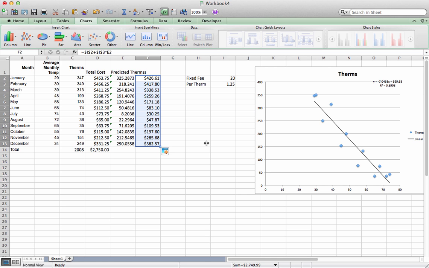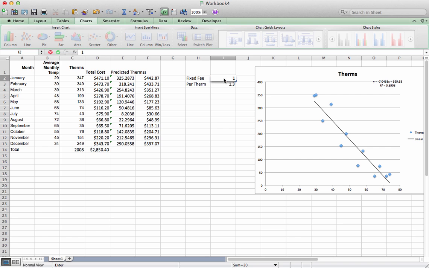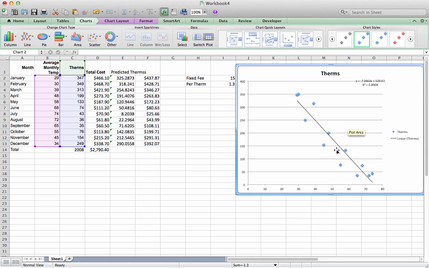So again, just to review, we have the months, we have the average monthly temperature, and we have the therms. This is all data that I entered. The cost here we calculated by taking the number of therms, multiplying by 1.30, which was the actual amount I paid, and adding 15, which was the actual fixed amount I paid, to get the total cost. Then we created this scatter plot, found the equation of the line of best fit, and used that to find the predicted therms. Then we used the formula for cost to find not the actual cost, but the predicted cost based on that monthly temperature. The value of that would be if we wanted to predict costs in the future. We could also change the fixed fee or the per therm cost if we knew that those were going to change in the future.